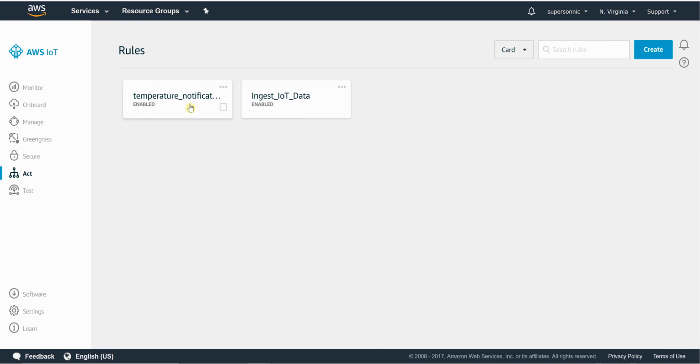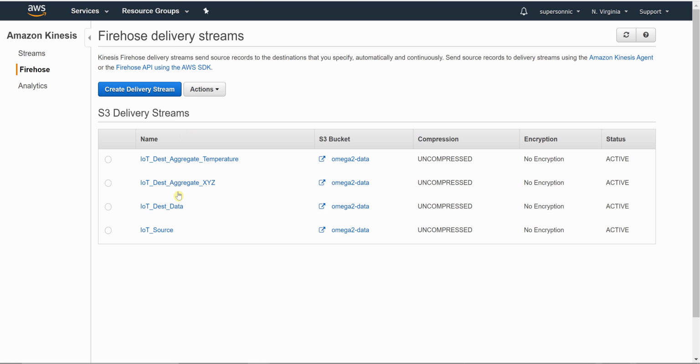And here I have two rules. One is for an emergency notification monitoring the temperature. The other is in charge of ingesting the IoT data and storing it in an S3 bucket, as well as pushing it forward into an Amazon Firehose, so that way the data can be batched. So that would be the IoT source.